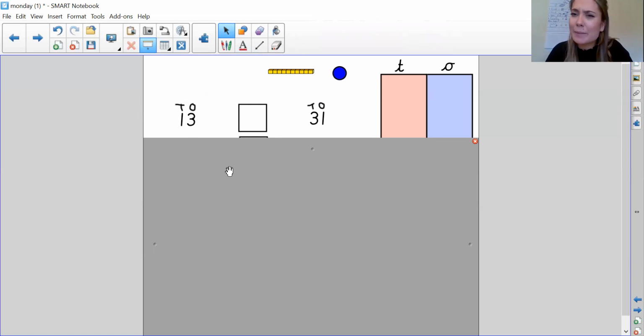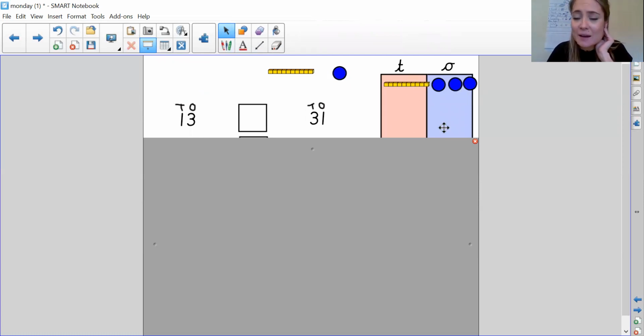So 13, how many 10s are in the number 13? Good, there is 1 10. Put my 1 10 here. How many 1s are in the number 13? 3 1s, good, count with me. 1, 2, 3. So I've made my number 13.